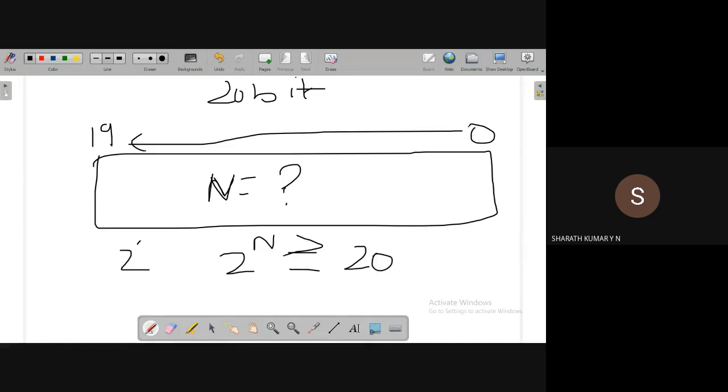Correct? 2 power 5. Somebody answered 2 power 5 is equal to 32. Okay. 2 power 4 is not sufficient. Why? 2 power 4 is 16. We can access only 16 locations, that is from 0 to 15.